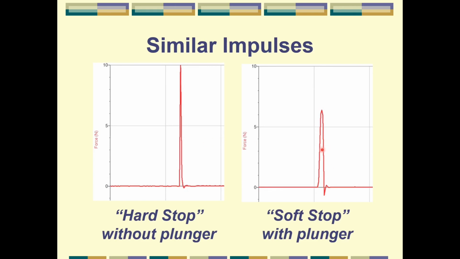You can see, if you can imagine, these two areas are about the same, which means that the two carts had about the same impulse. But damage is not determined by how much impulse an object has, it's determined by how much force an object has. So basically with the hard stop without the plunger, you get a very short time that the two are in contact with each other, but you get a very large force out of it. And with the soft stop, with the plunger, that kind of softens it a little bit. You increase the amount of time that the two are in contact with each other, which decreases the amount of force.